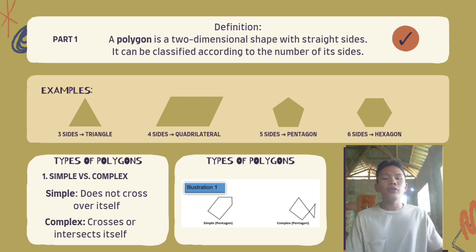So imagine a regular triangle or square. The sides just meet at the corner. A complex polygon, on the other hand, intersects itself. So for example, star shapes where the sides cross each other. So the key point here is that the simple polygon does not intersect itself while the complex polygon intersects itself.